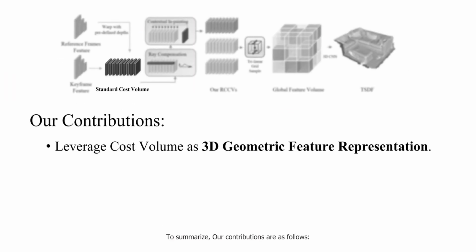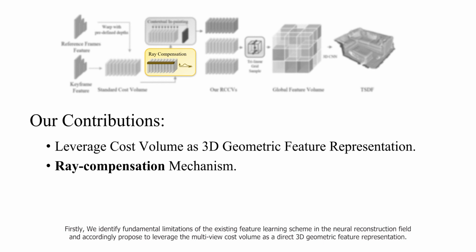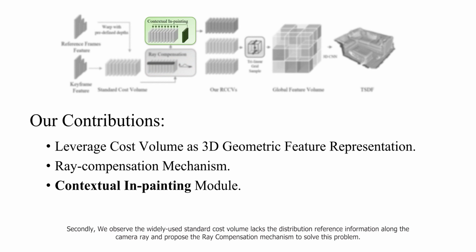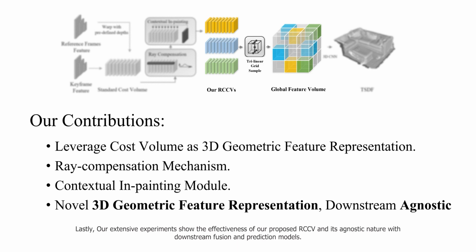Firstly, we identify fundamental limitations of the existing feature learning scheme in the neural reconstruction field and accordingly propose to leverage the multi-view cost volume as a direct 3D geometric feature representation. Secondly, we observe the widely used standard cost volume lacks the distribution reference information along the camera ray and propose the ray compensation mechanism to solve this problem. Thirdly, to improve the robustness of the cost volume in the non-overlapping and low texture areas, we propose a novel contextual in-painting module. Lastly, our extensive experiments show the effectiveness of our proposed RCCV and its agnostic nature with downstream fusion and prediction models.